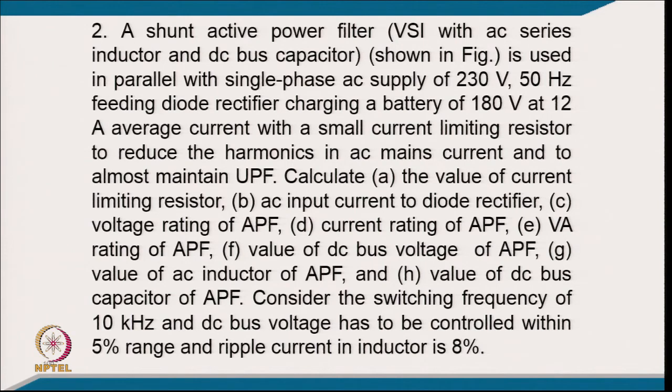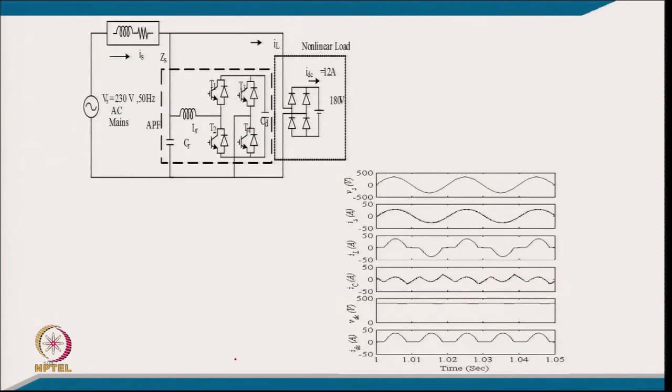Calculate the value of the current limiting resistor, the AC input current to the diode rectifier, the voltage rating of the shunt active power filter, the current rating of the active power filter, the VA rating of the active power filter, the value of the DC bus voltage of the active power filter, the value of the AC inductor of the active power filter, and the value of the DC bus capacitor of the active power filter. Consider a switching frequency of 10 kilohertz, the DC bus voltage ripple to be controlled to 5%, and the ripple current in the inductor to be 8%.